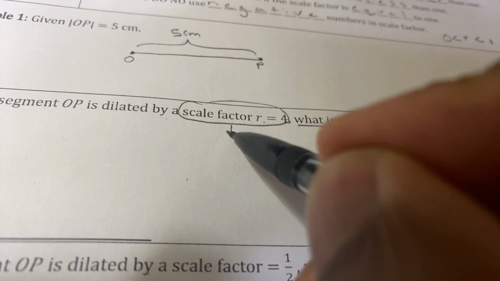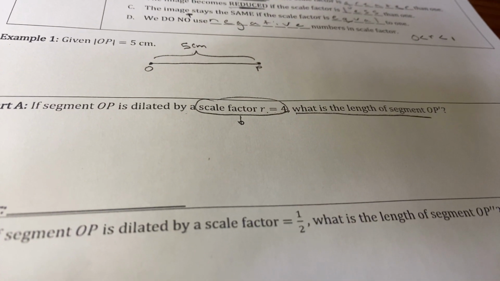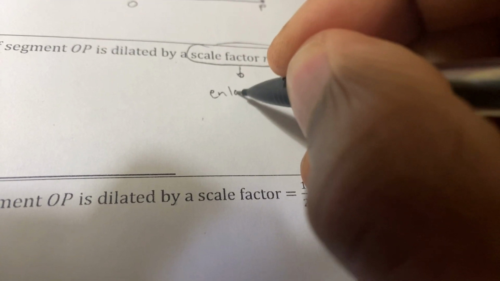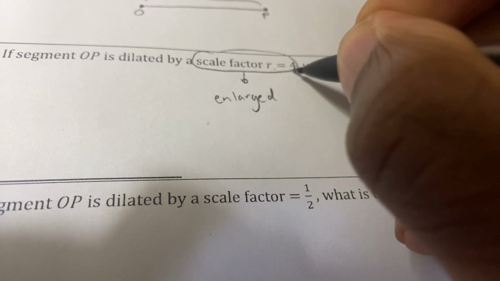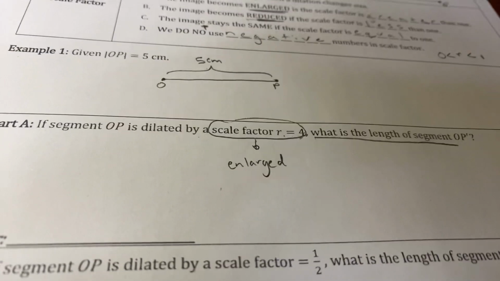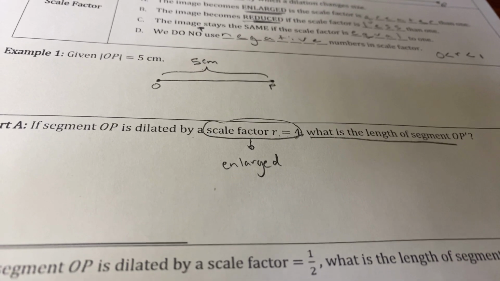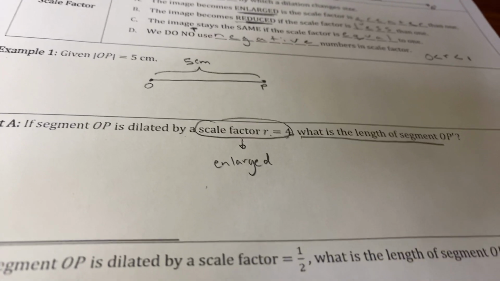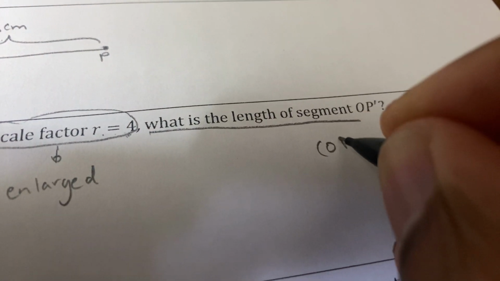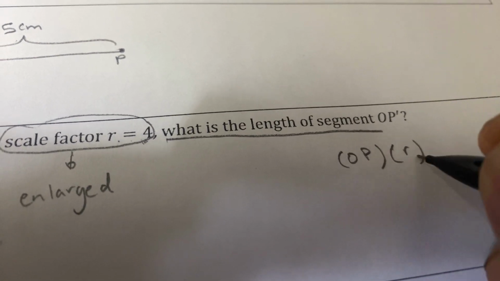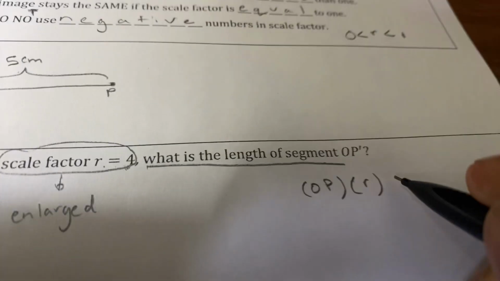Well, if my scale factor is 4, looking back at your notes, I have to first determine, is my shape going to be enlarged or reduced? That's right, it's going to be enlarged. How do I know? Because 4, my scale factor, is greater than 1. So I know it's going to get bigger by how much? Well, it's a scale factor. What do you do with factors? You multiply them. So I'm going to take line segment OP, multiply it by my scale factor, R.